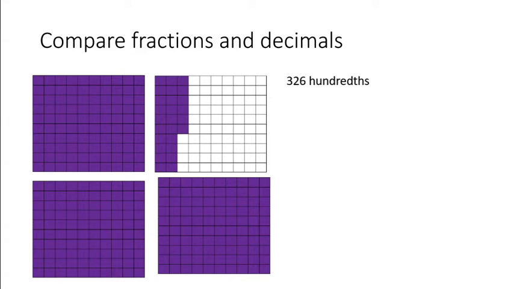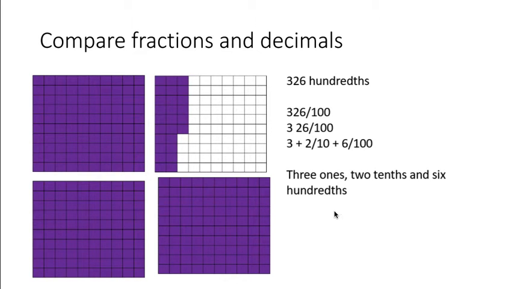326 hundredths. 326 hundredths, or 3 whole ones and 26 hundredths. You could say 3 whole ones, 2 tenths just there, and 6 hundredths. Or I could say 3 ones, 2 tenths, and 6 hundredths. All of these mean exactly the same thing.